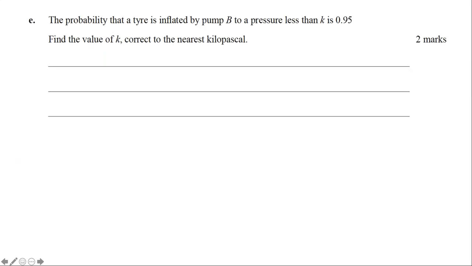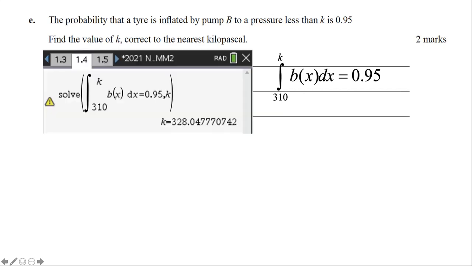Then you want to find the value of K such that the probability that a tire is inflated by pump B to a pressure less than K is 0.95. So you are anti-deriving B of x from 310 to K, and the probability or the area is 0.95. Notice that I used the solve command on my CAS calculator for K, and the K value is approximately 328 kilopascals.